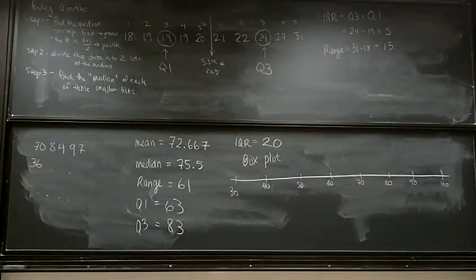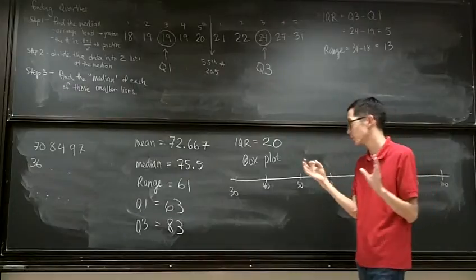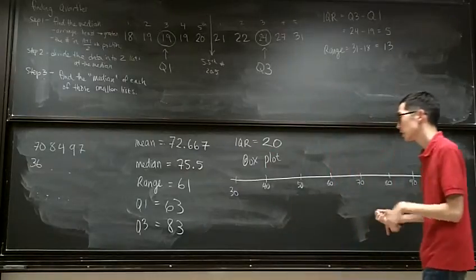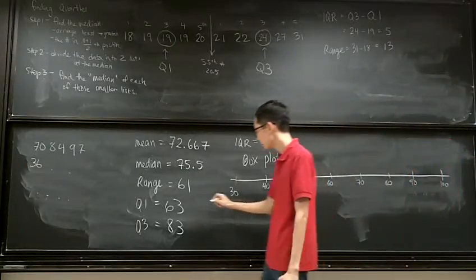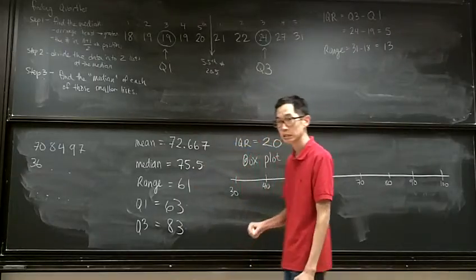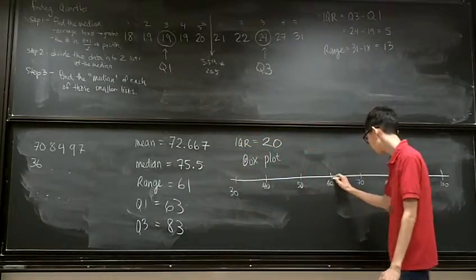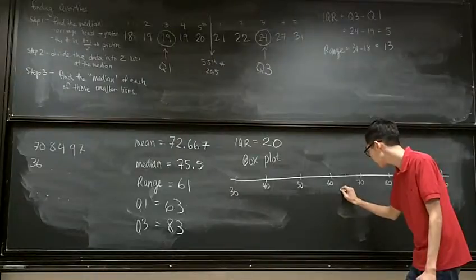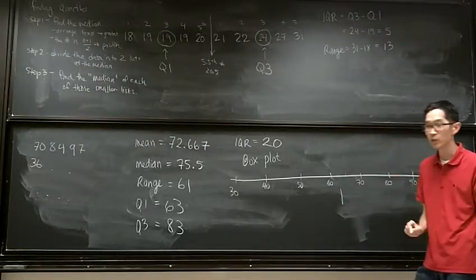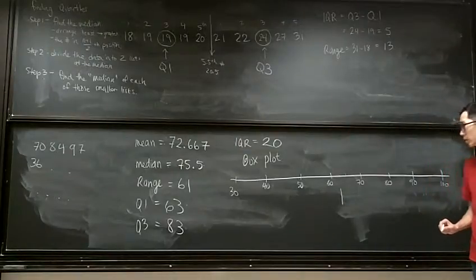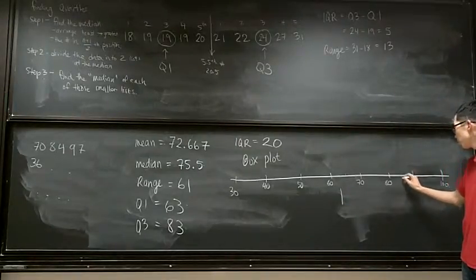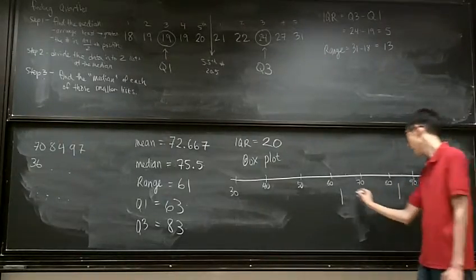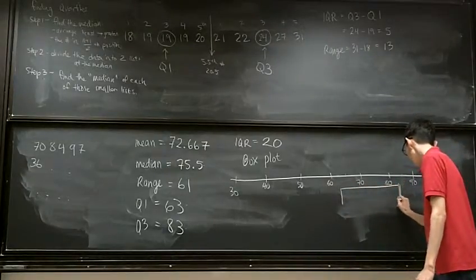So the box plot consists of a box, which is why it's called a box plot, and then what we call whiskers that extend from the box. The box is defined by Q1, Q3, and the median. So Q1 is 63, and I'm just eyeballing this, but 63 is somewhere like that. And Q3 is 83, so again, eyeballing, I put a line there. So I have a box.